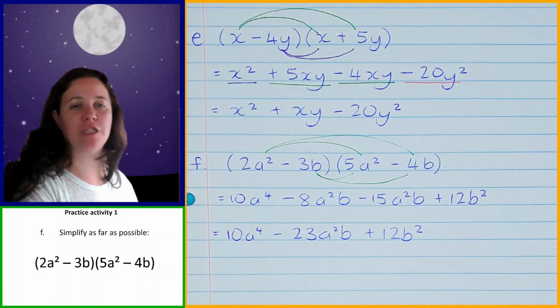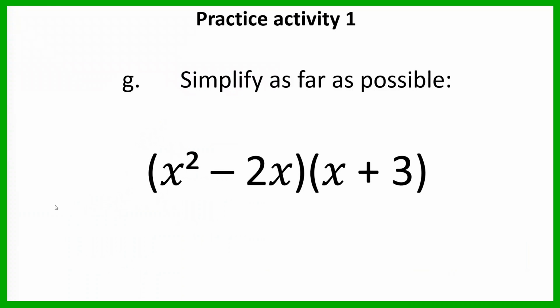Now we're going to go on to question G. You've got x squared minus 2x multiplied by x plus 3. I'm going to give you 1 minute for this one as well.